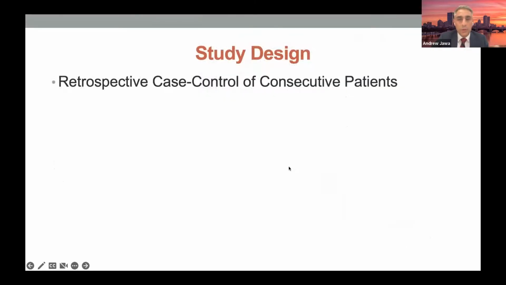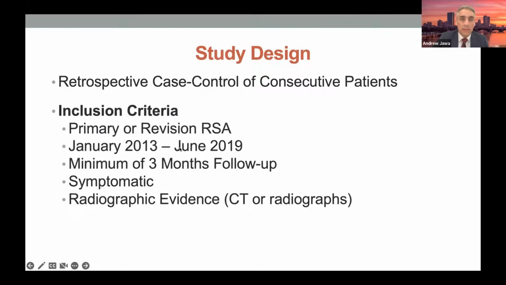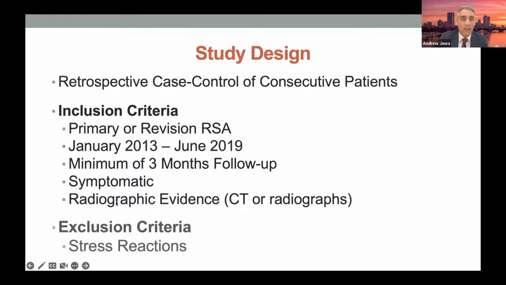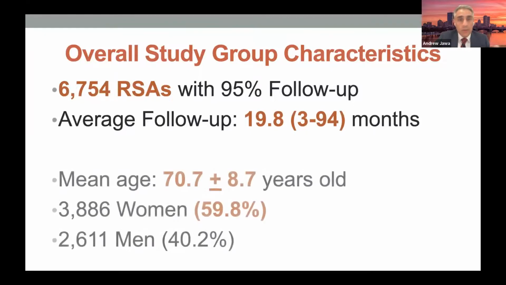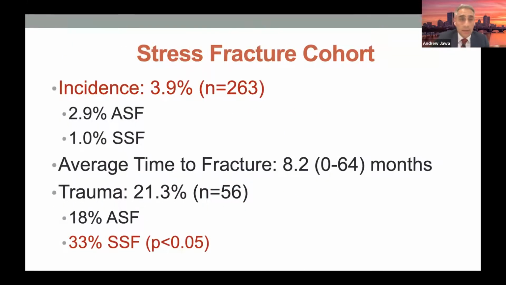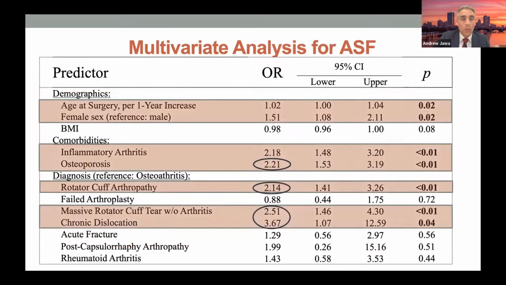So this led to our study protocol. We decided all of these things. Minimum of 3 months follow-up was very controversial. Some people wanted 2 years, but we eventually got consensus: symptomatic, radiographic evidence, excluding stress reactions. And we got a lot of patients, 180 stress fractures, and it led to really good data, an incidence of 3.9%. About a fifth of them were associated with trauma. And it brought to light that osteoporosis certainly was a factor. Rotator cuff arthropathy as opposed to OA is a factor, along with massive cuff tear.